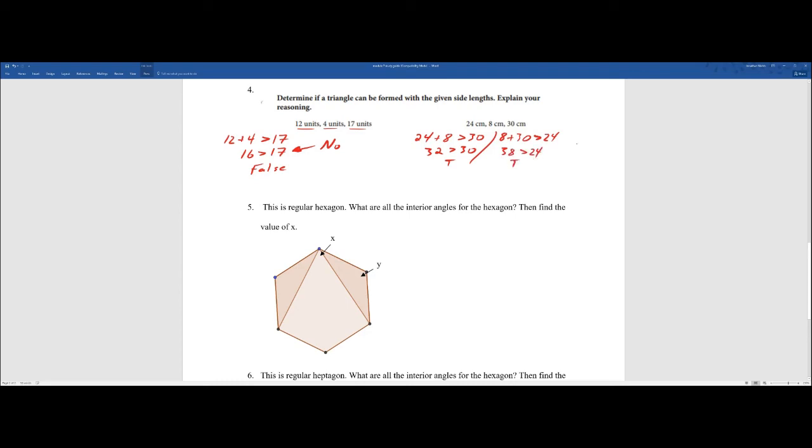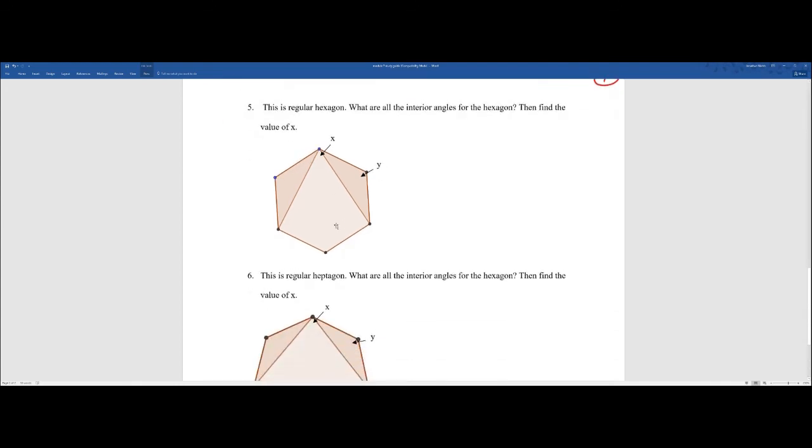That is true. And lastly, the next combination is 24 plus the 30. And again, that has to be greater than 8, right? And that's definitely true. We combine them. 54 is definitely greater than 8. So yeah, all three situations check out. So yes, you can construct a triangle with those measurements because your inequalities are all true, no matter which situation.